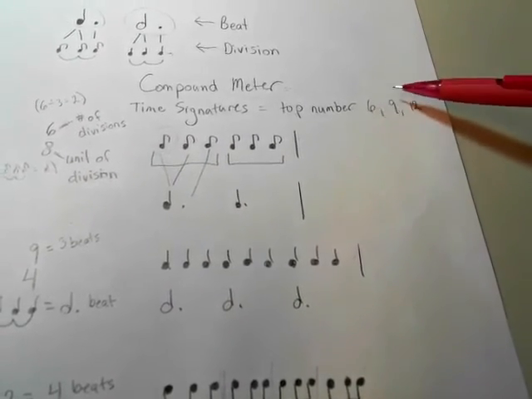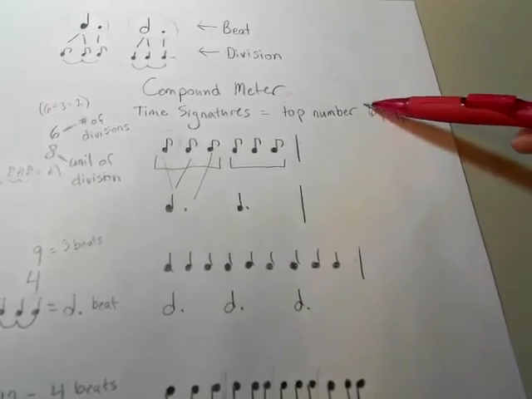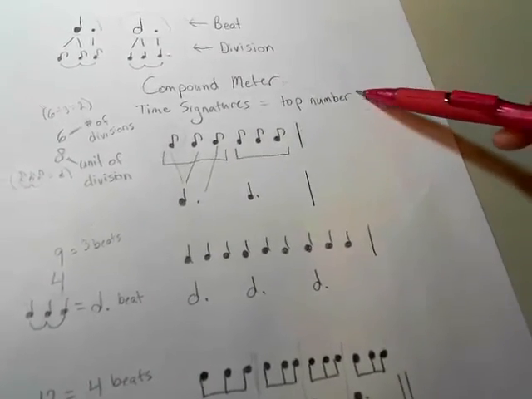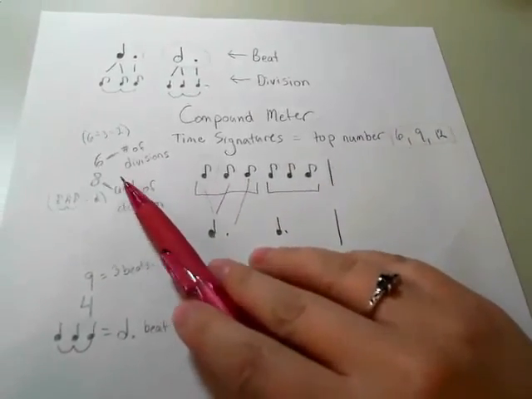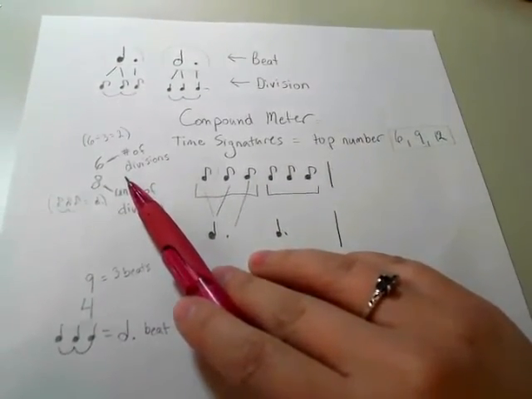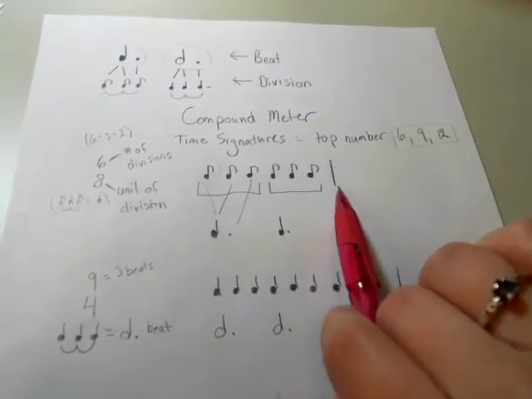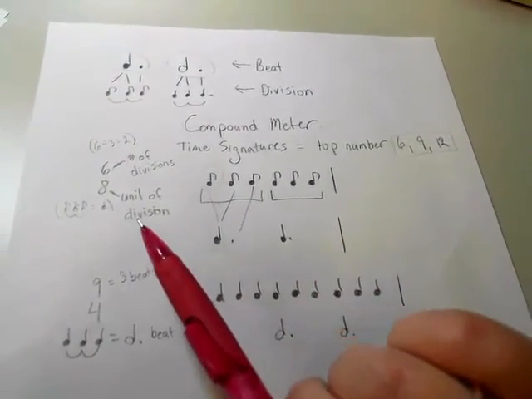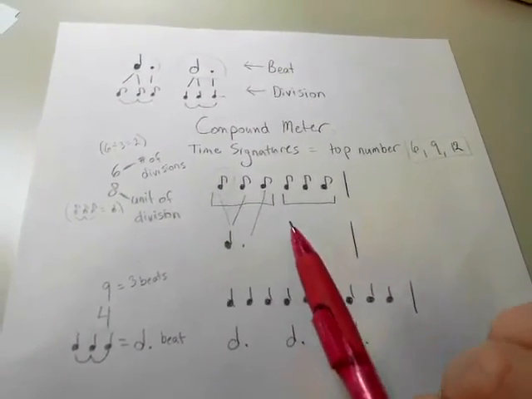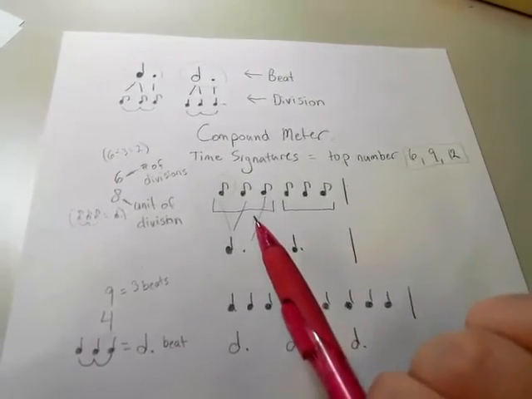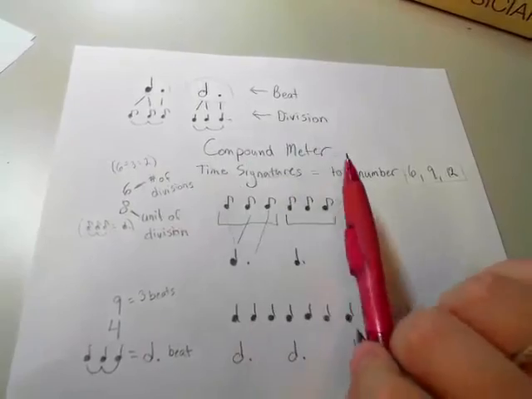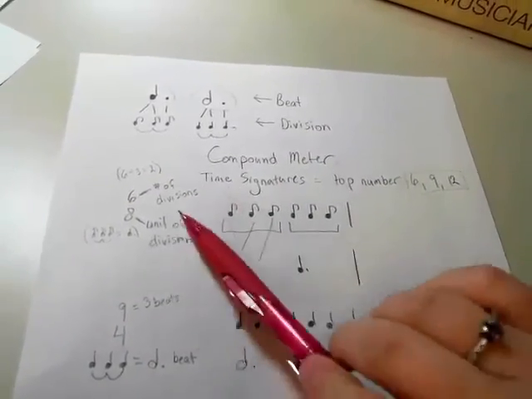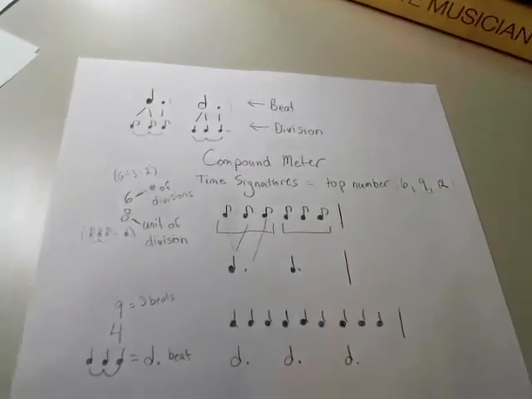So if your top number is 2, 3, or 4, it's simple. But if it's 6, 9, or 12, it's compound. So that's how you can know which types of things you're going to start thinking about when you get to your time signatures to determine what's happening in the meter. If your top number is 2, 3, or 4, you start doing simple meter operations on it. And if your top number is 6, 9, or 12, you'll start doing the compound meter operations with it.